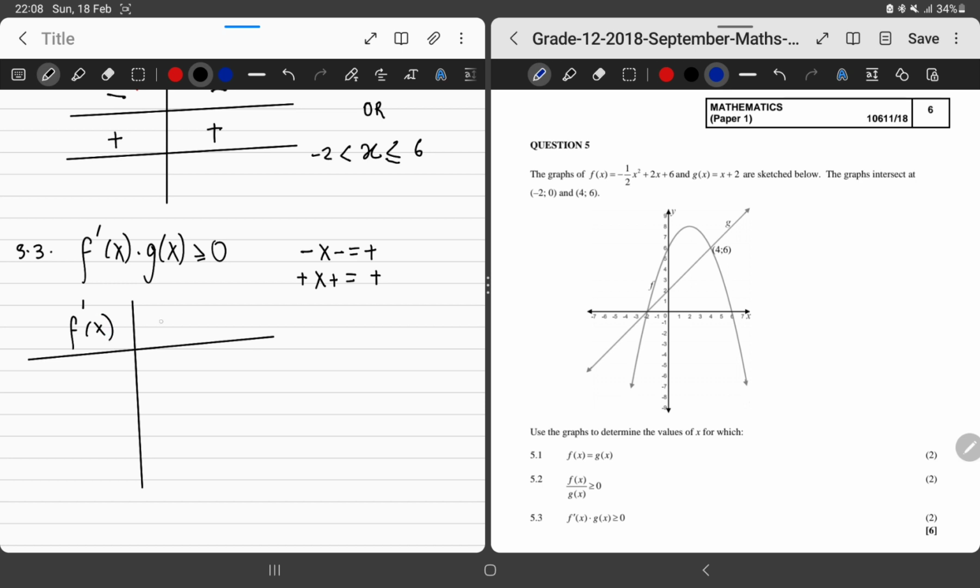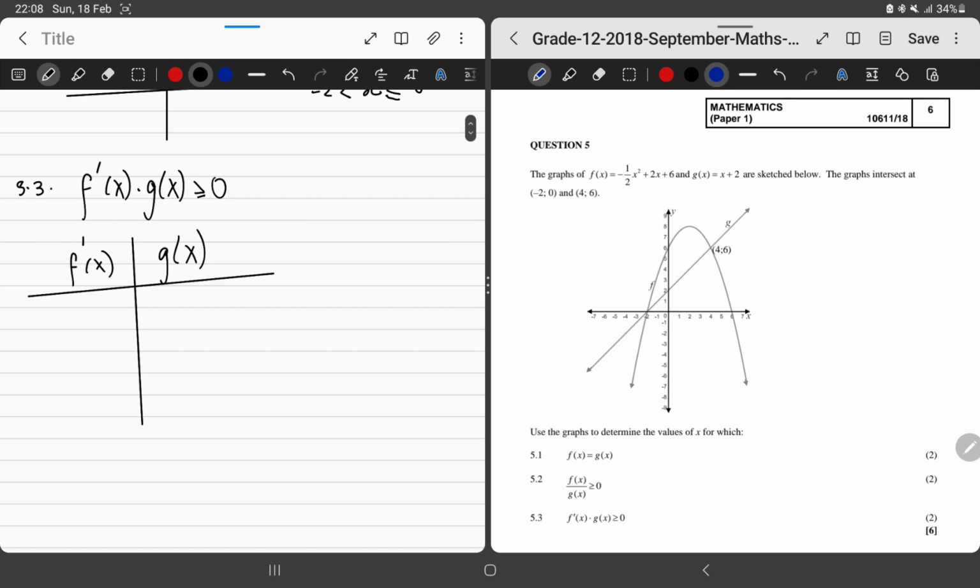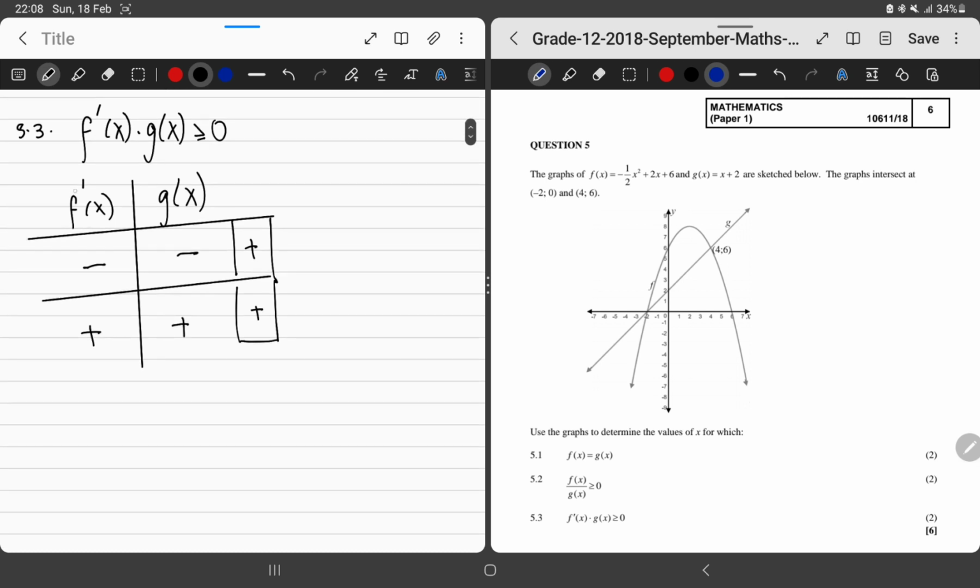f prime of x and then g of x. I will have two scenarios. I want to find the x value when the gradient is negative and where g of x is negative. That way I will get what? A positive solution. Or where the gradient is positive and where g of x is positive, and then my solution will be positive. So we look at the first scenario where the gradient is negative.